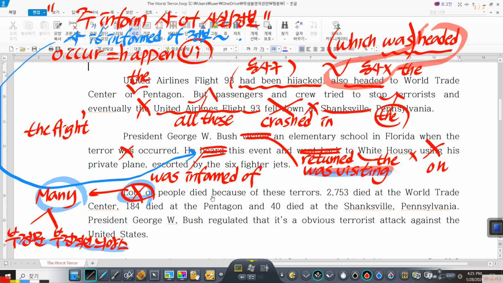Many people died. 그렇죠? Due to because of these terrorists. 2,753 died at the World Trade Center. 현장에서 죽은 게 저렇게 많은지, 그치? 180 died at the Pentagon and 40 died at the 이건 아니죠. in이죠. In Shanksville, in Pennsylvania.